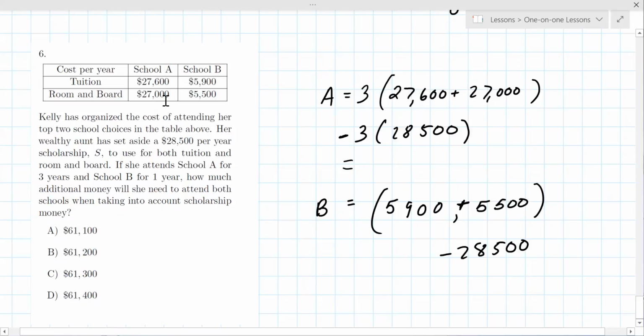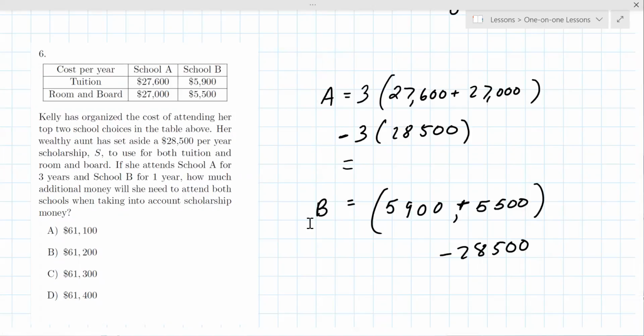You add up how much it costs to go to school A for 1 year, 27,600 plus 27,000. You multiply that by 3, and then you subtract 28,500, but for each year. I left out a 0. Yeah, that'll do it. This is definitely a good question. You would see where there wouldn't be multiple choice because you can make some easy mistakes with zeros.